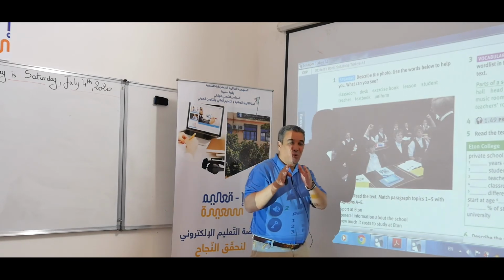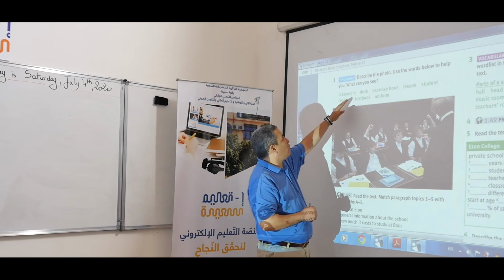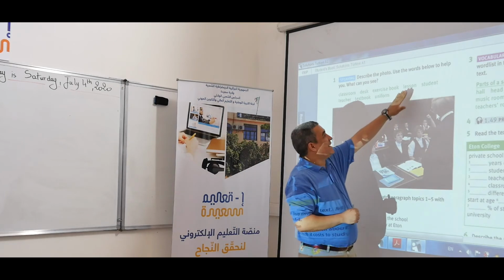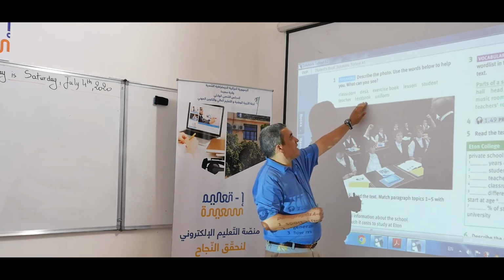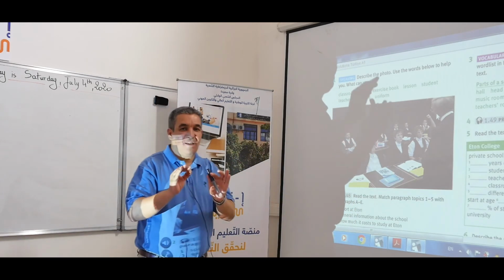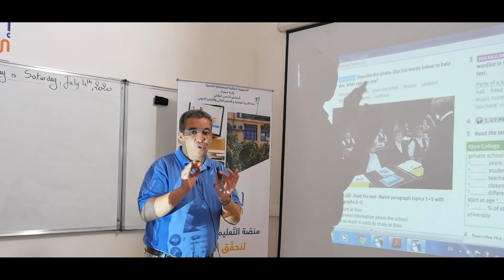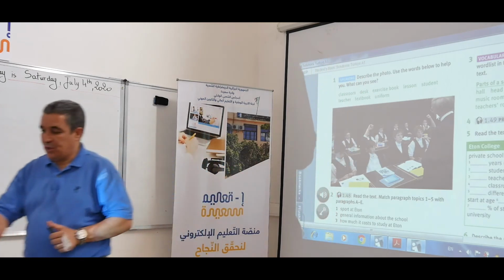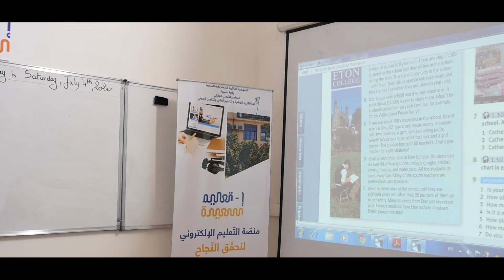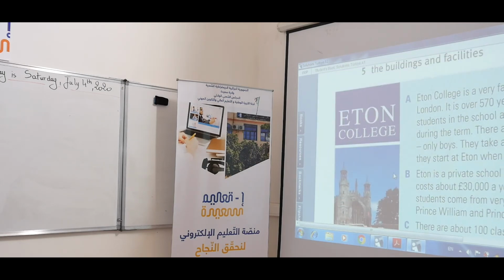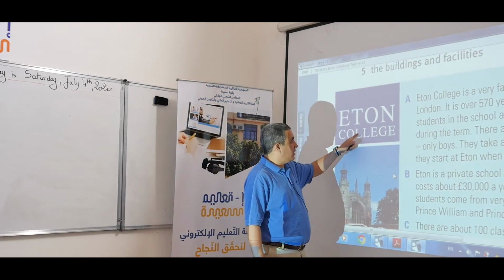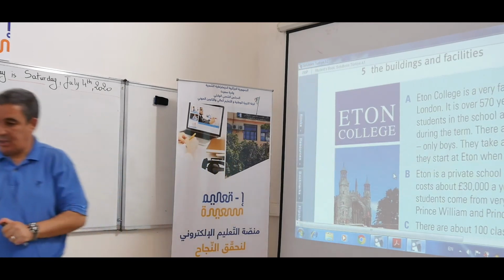So I want you to remember these vocabulary words. We've got classroom, desk, exercise book, lesson, student, teacher, textbook, and uniform. Now, we're going to talk about one of the most prestigious schools in England. This school is Eton College.